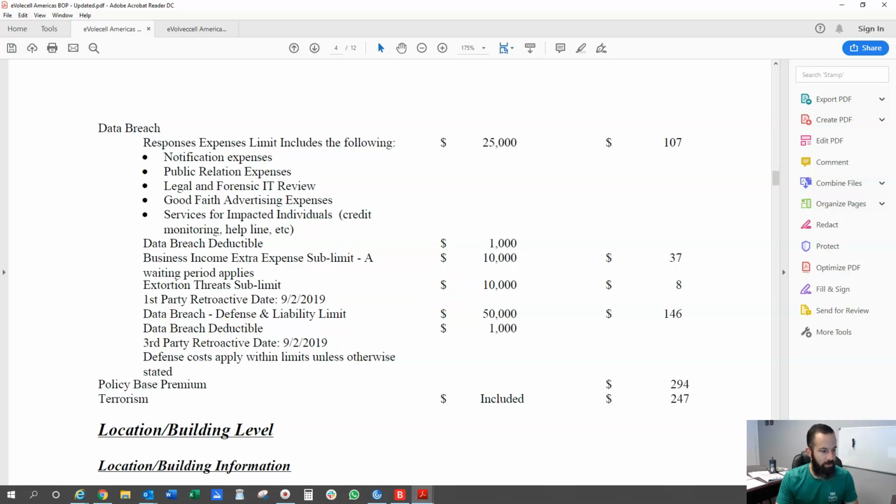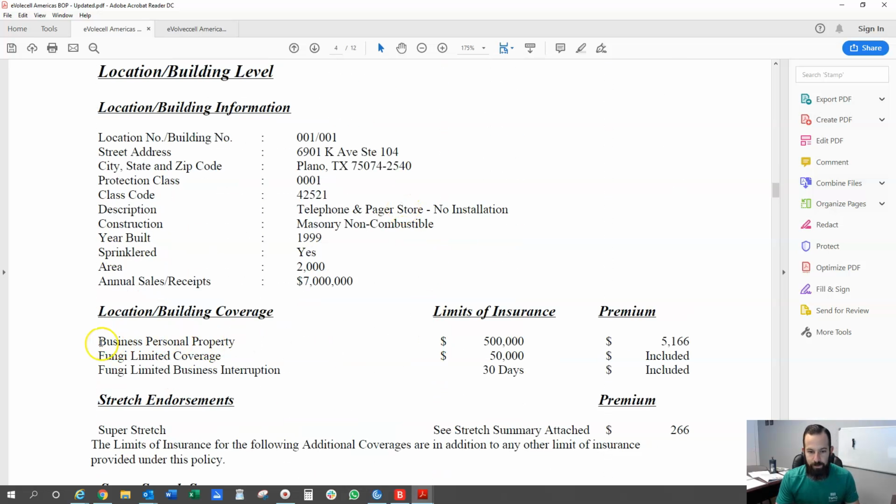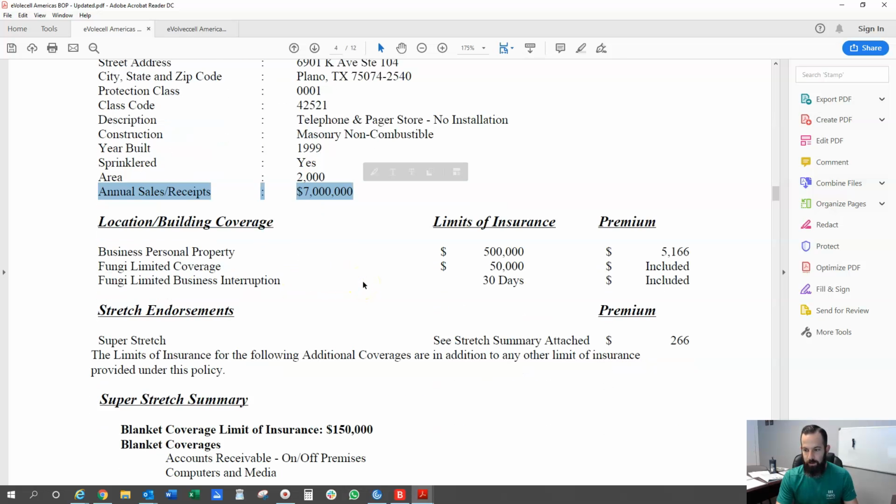So I'm not sure what your concern is as far as, did we miss anything? As far as the main things, the business personal property is one of those main things, and one of the bigger drivers of this premium is because we are covering about $500,000 worth of product inventory or equipment or furniture inside of this location. And the other driver is going to be the annual sales, which we have now quoted at $7 million. So with those two items, that's where we get a majority of our premium derived from this policy.